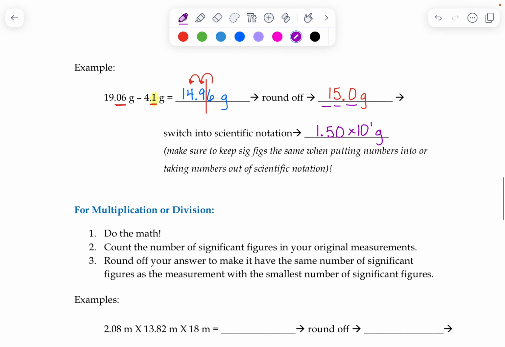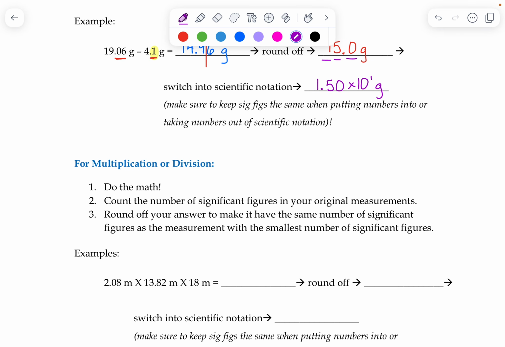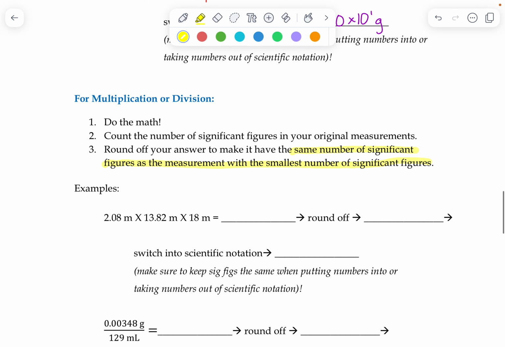If you're doing multiplication and division, that's really where the sig fig thing kicks in. You're going to do your math like always, type your numbers in your calculator, count the number of sig figs in your original measurements, and then round your answer to make it have the same number of sig figs as your measurement with your worst number of sig figs, your worst measurement.